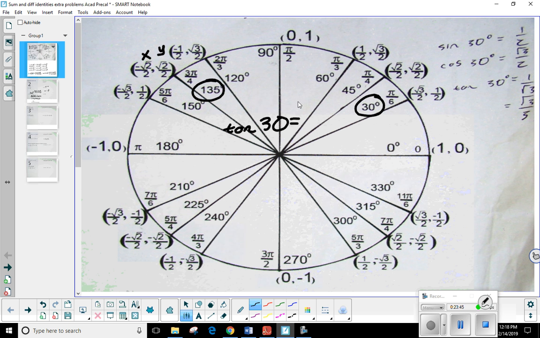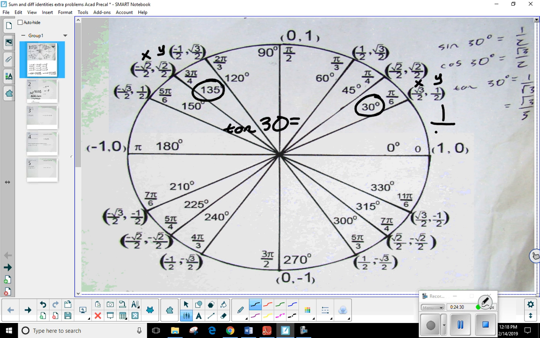So at 30 degrees, here's my ordered pair. So I need to take this y value, and I need to divide it by this x value. So Nathan, can you come up and help me? All right. Thank you, sir. Okay, so tangent is y over x. So I want to take the y value from that ordered pair and divide it by the x. So what's the y value? 1/2. What am I going to divide that by?